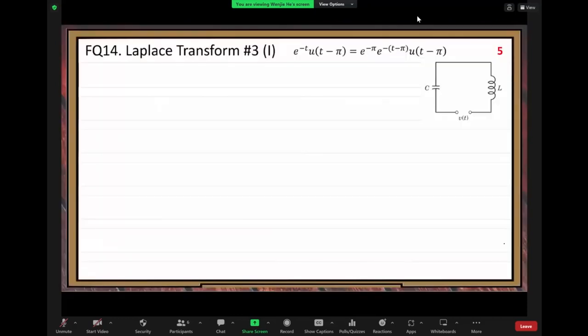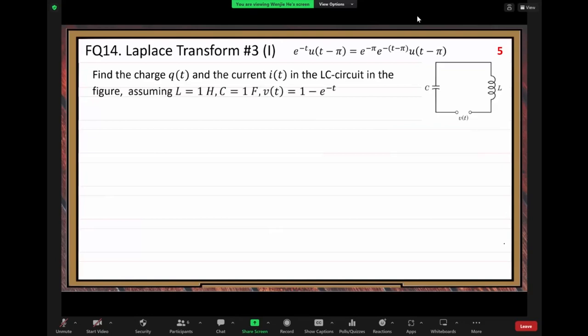FQ14, Laplace transform number 3, we need to solve this LC circuit word problem using Laplace transform. Given the LC circuit, the V function is a piecewise function: 1 minus e to the negative t in the interval between 0 and pi, and outside this interval, for t greater than pi, it is 0.